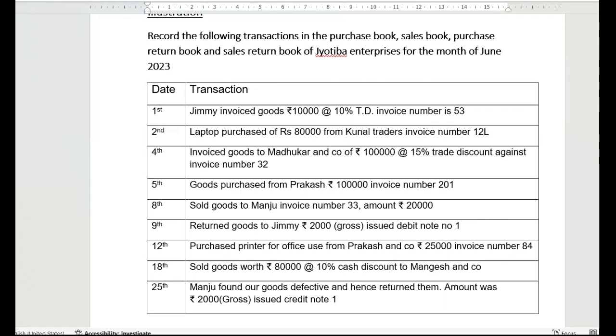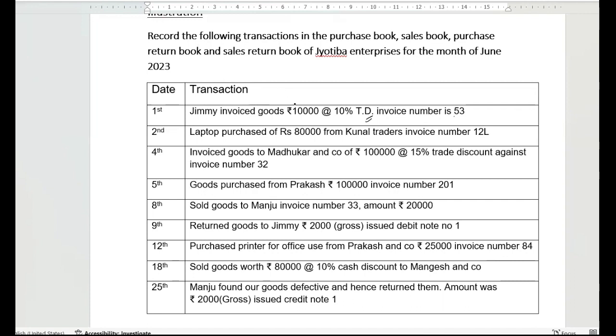What is the first? On 1st of June, it is saying Jimmy invoiced goods of 10,000 at 10% trade discount. Okay. So your trade discount is given and invoice number 53 is given. Jimmy is invoicing goods, meaning we are buying goods. Jyotiba Enterprises is buying goods from Jimmy. Jimmy has invoiced. That means who raised the invoice? Jimmy. So if Jimmy is raising the invoice, for Jimmy these are the sales, and for Jyotiba, these are the purchases.